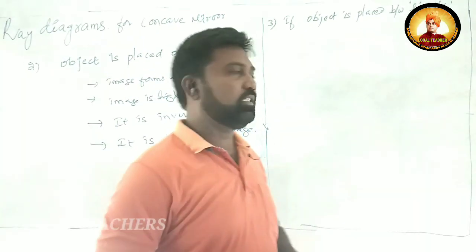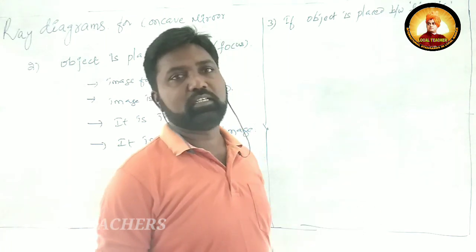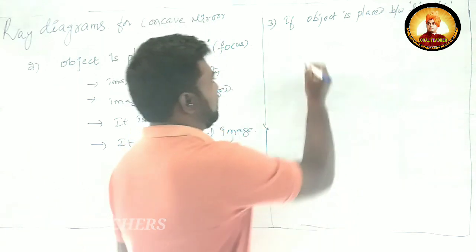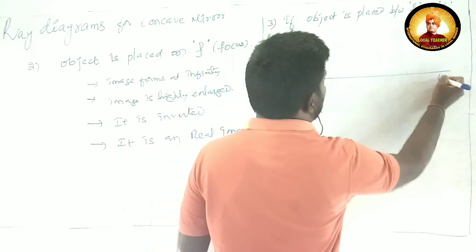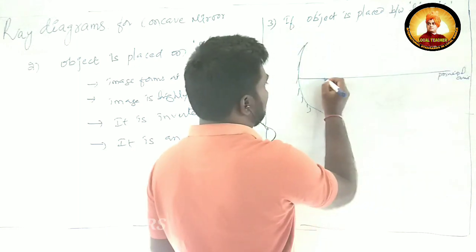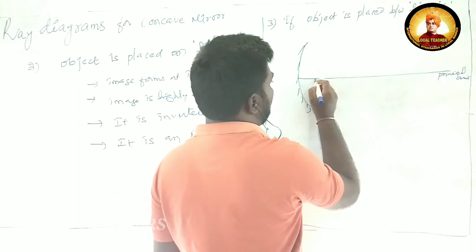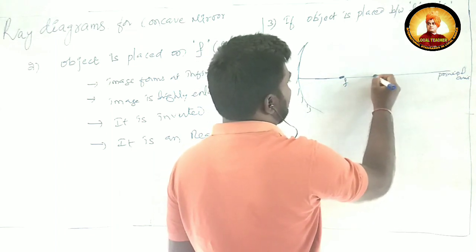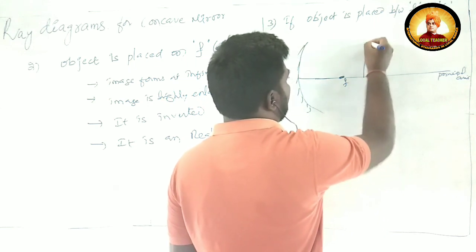So let us go for position 3. In position 3, the object is placed in between F and C, and the image is formed behind C. Let me draw the diagram for that. This is the principal axis, this is F, and this is C. In between them I am placing the object here.